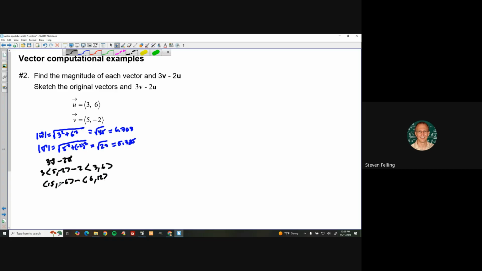Now I'll do the subtraction. So 15 minus 6 is 9. Negative 6 minus another 12 is negative 18. So the result of that is the vector 9, comma, negative 18. All right. Then it's asking me to sketch all these vectors.